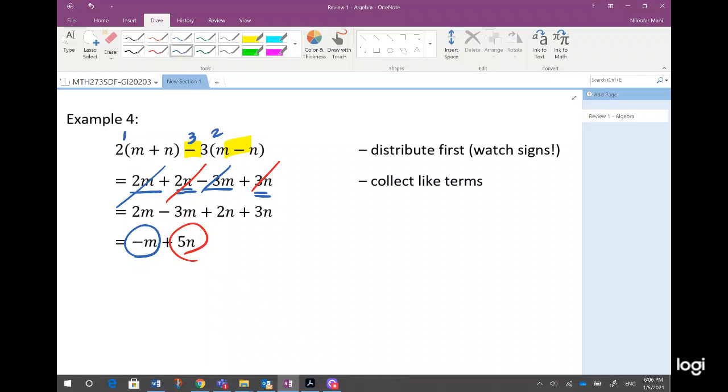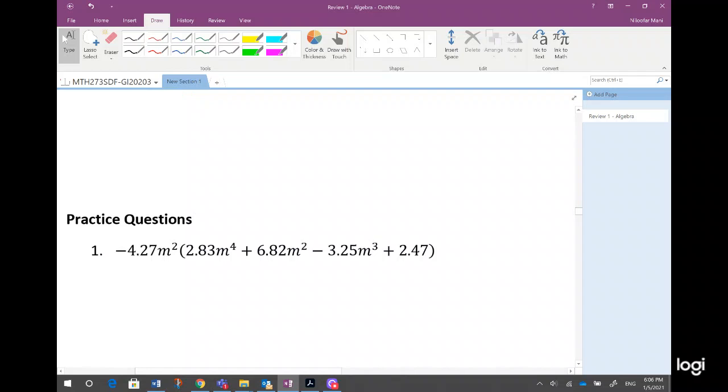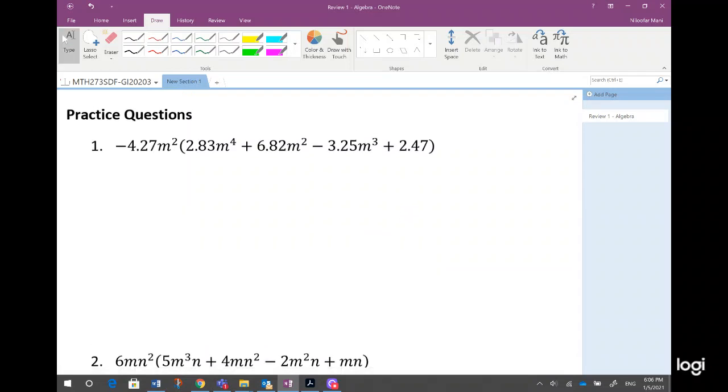I group all of them. Yes, I see symbols under them. I cross all of them, so I am done. I didn't miss any of them. I group them, I collect them. I collect like terms, and they are like each other. So practice here. Practice. You have to multiply this number here with all of them inside.